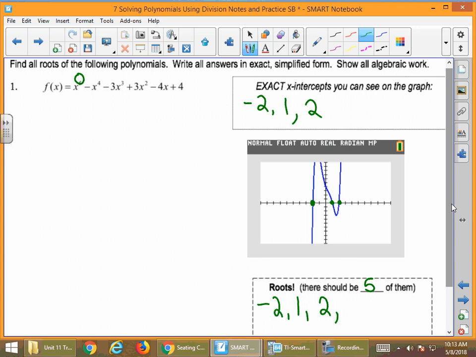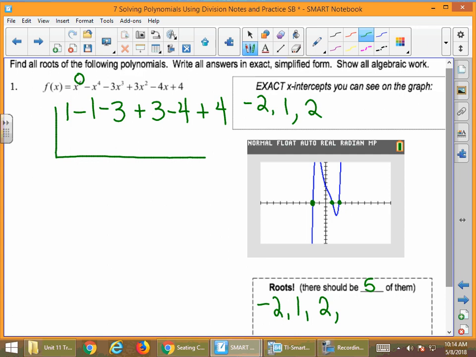So I'm going to start with my first root here. And actually I'm going to start by setting it up. Upside down division bar. Number in front of the x to the 5th is 1. Number in front of the x to the 4th is -1. Number in front of the x cubed is -3. Number in front of the x squared is +3. Number in front of the x is -4. And then we have our constant, which is +4.